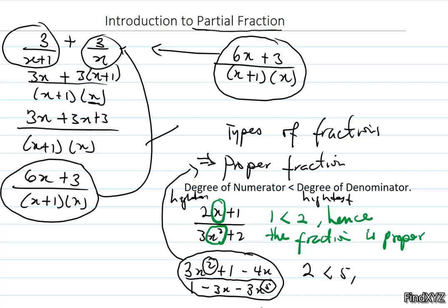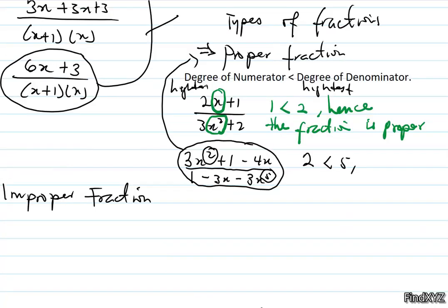Why is this useful? This is very useful because when you want to decompose a fraction into simpler units or simpler parts, you can only decompose when it is a proper fraction. Now let's look at improper fractions. With an improper fraction, we say that the degree of the numerator is greater than or equal to the degree of the denominator.